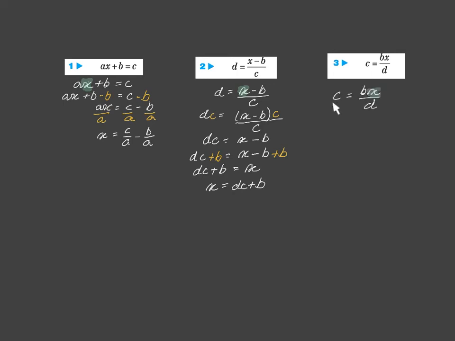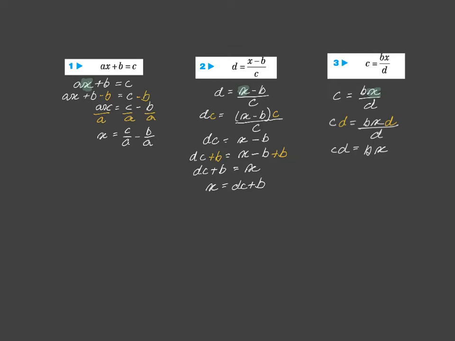Number 3, c is equal to bx over d. X must be the subject. It is over d, so we're going to multiply both sides of this equation by d. Multiply the left by d, and multiply the right by d. On the left, you have cd is equal to, on the right, d divided by d is 1, and so I have bx. We don't have to write the 1.